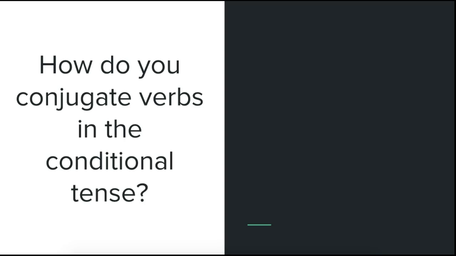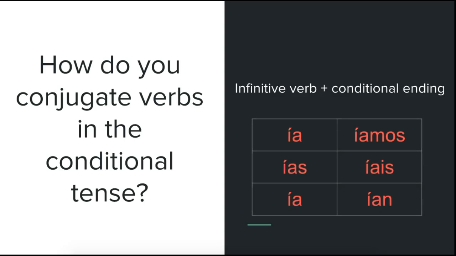Let's talk a little bit about how to conjugate verbs in the conditional tense. The formula we'll be using is the infinitive verb plus the conditional ending. These are the endings that we're going to be using. As you copy these down into your notes, you might recognize them as being very similar to the endings that we used with the imperfect tense when we were talking about things that used to happen in the past or the way things used to be or ongoing things that were happening. And you would be correct in that observation. These are the same endings.